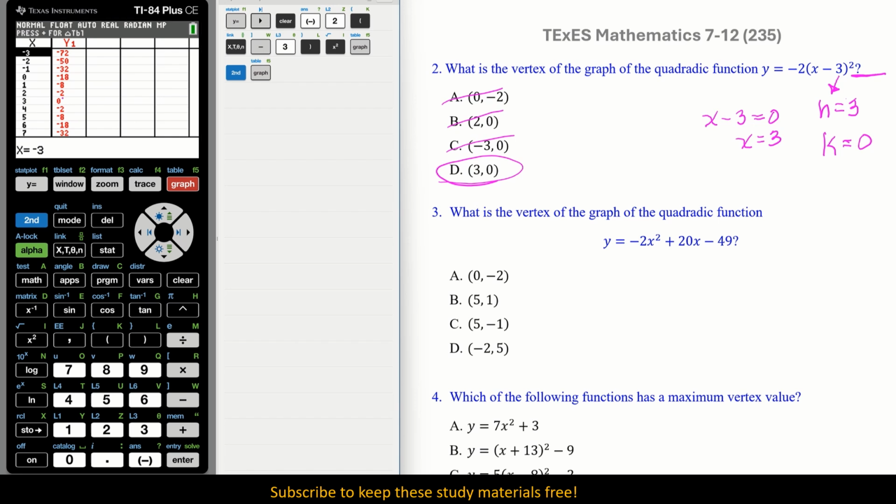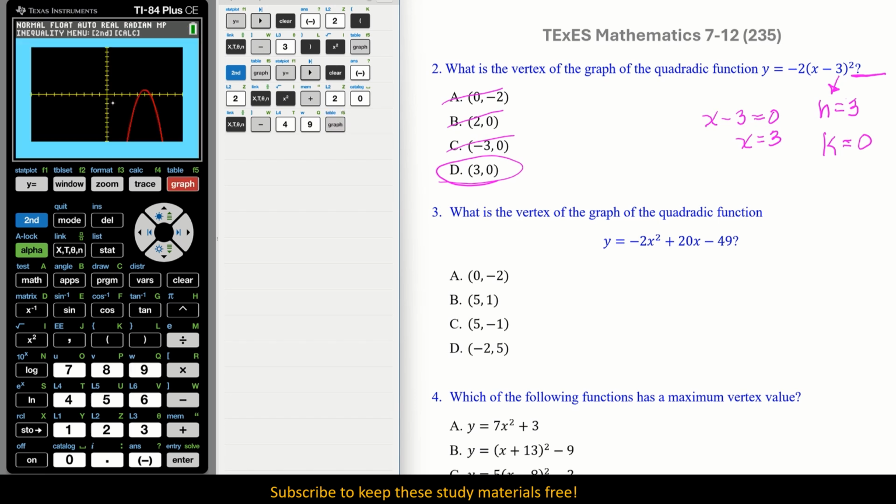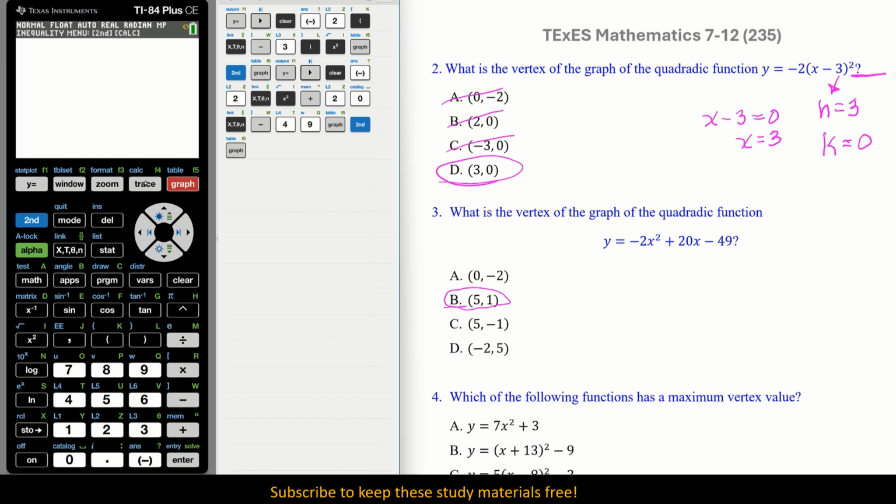Now let's look at number 3. What is the vertex of the graph of the quadratic function? We are definitely putting that in our calculator. So let's clear this out. And that's -2x squared plus 20x minus 49. Okay, verify that I entered it correctly. I've made a lot of mistakes with this lately. So let's graph it. And I'm going to eyeball, and I'm going to say 1, 2, 3, 4, 5, and 1.